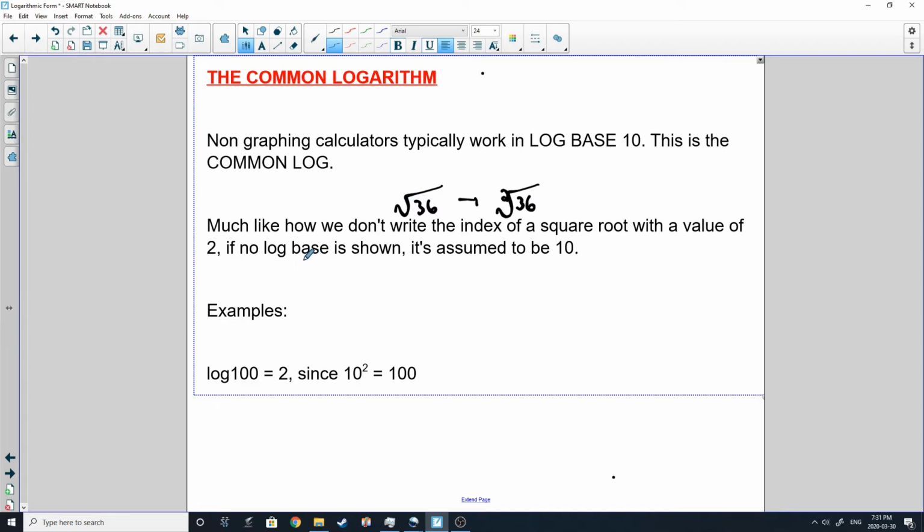Well, that's the same with logs. So if no log base is shown, it's assumed to be a 10. So for example, if I have log 100, you'll notice, hey, there's no base here. That's because it's assumed to be 10. So you can double check. If you write in a 10, it should all check out.